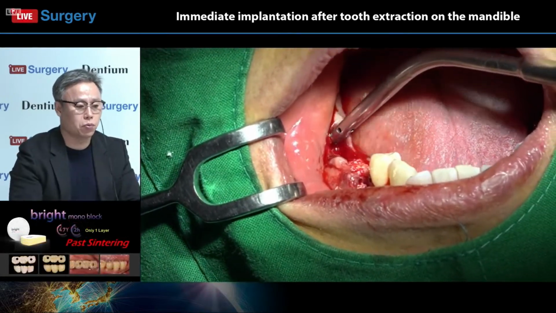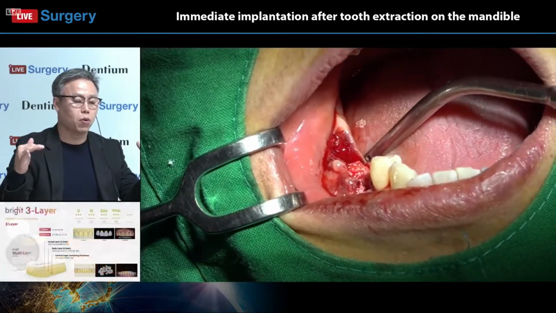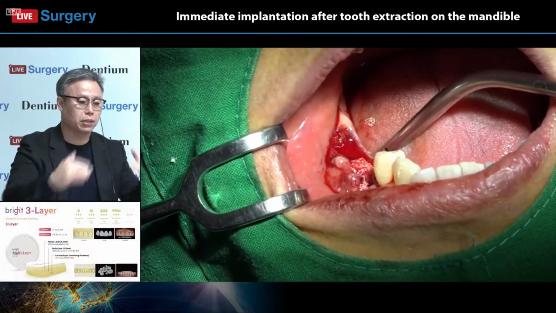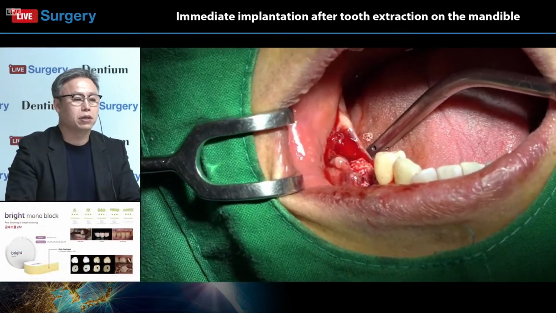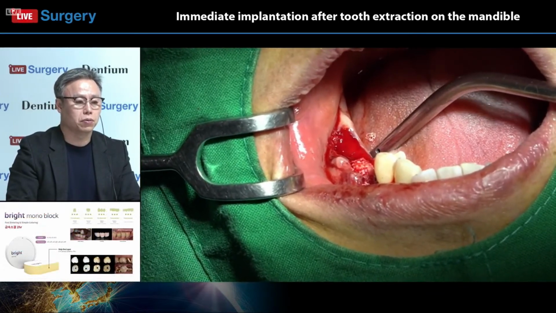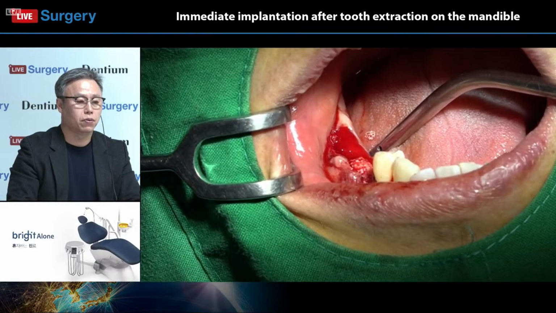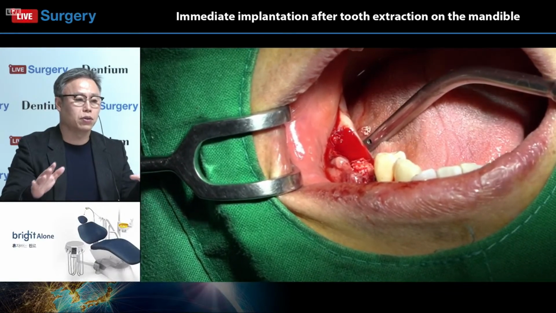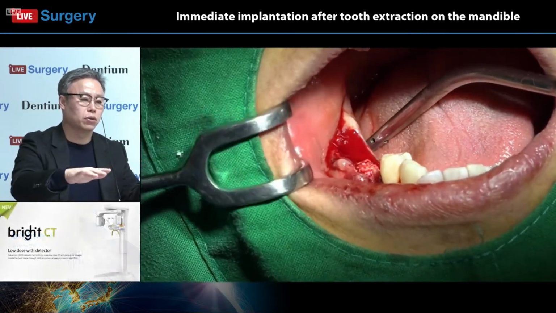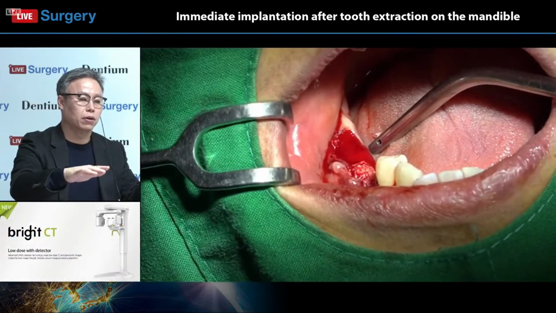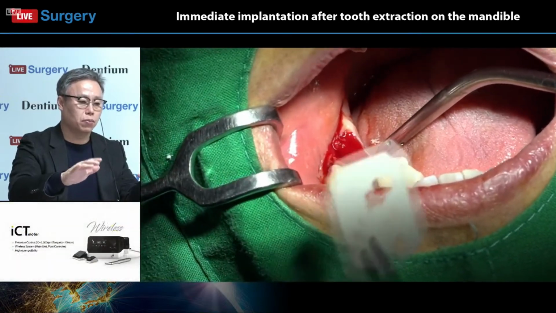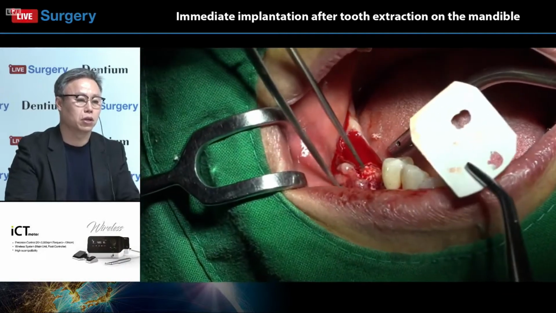As you see, he is over-contouring the bone graft up to the level of the healing abutment. As I mentioned, even though there is some shrinkage of the graft material for a while, at least we don't have any bone loss on the implant shoulder area. That's why he's doing the overbuilding, over-contouring.